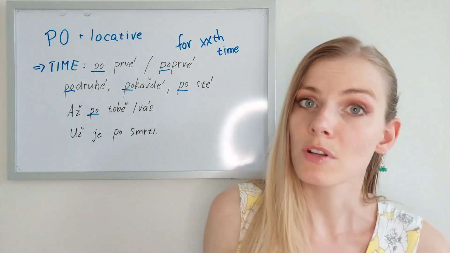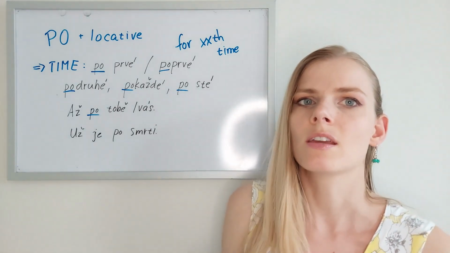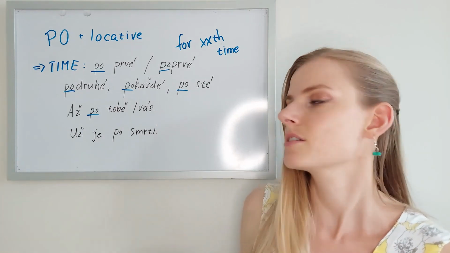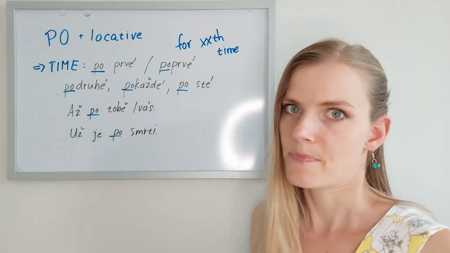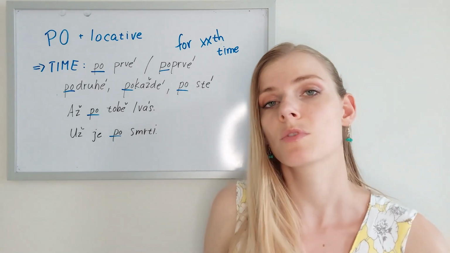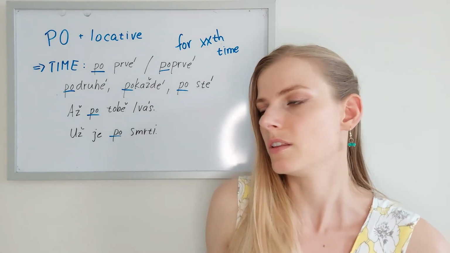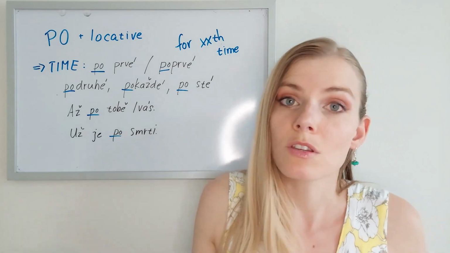Or už je po smrti. He or she is already deceased, dead. Literally, he or she is after death. But it's a common expression when we say they are no longer alive. On už je po smrti.